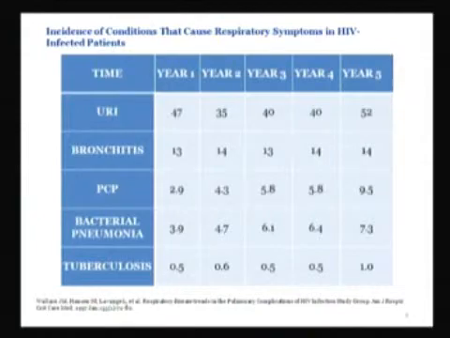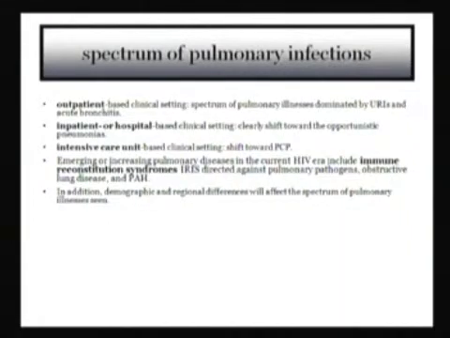So pretty much when HIV-infected individuals present with a respiratory symptom, usually the etiology can be the same as in an HIV-uninfected individual. The spectrum of pulmonary infections also varies widely based on the clinical setting we're looking at. In outpatient clinical settings, the spectrum is dominated by upper respiratory illnesses and bronchitis, versus an inpatient or hospital setting where you see more opportunistic infections, and compared to an ICU setting where the shift is still nowadays more towards PCP pneumonia.